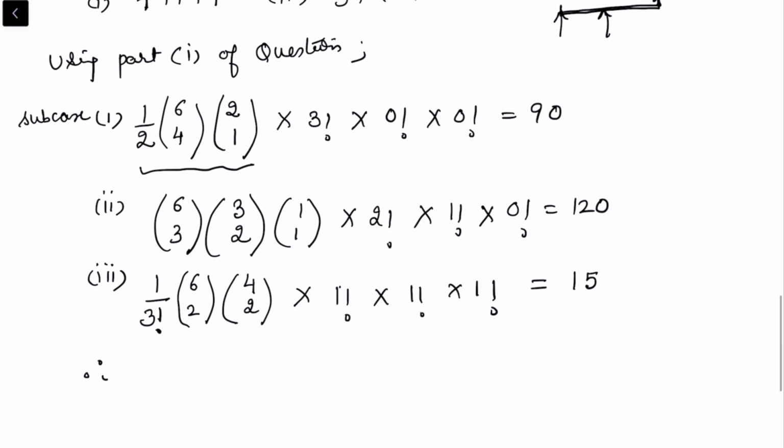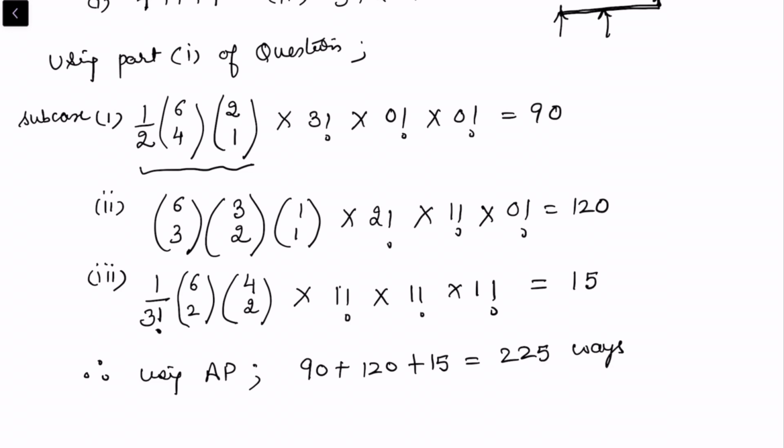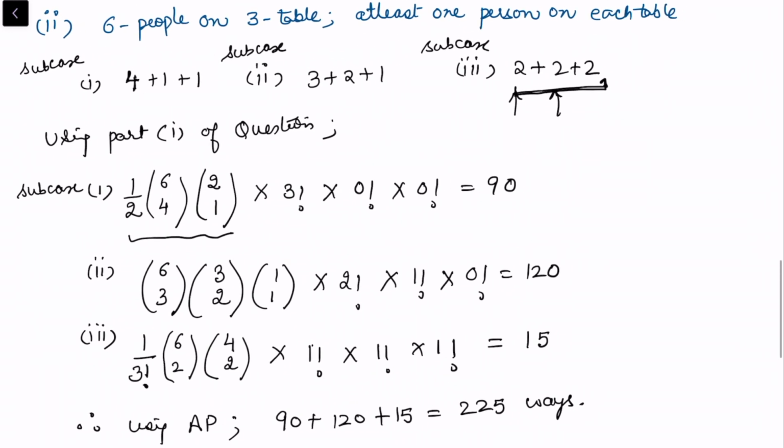So in total, using the addition principle again, the desired number that we get is 90 plus 120 plus 15, and that becomes 225 ways. So this completes our question for the round table.